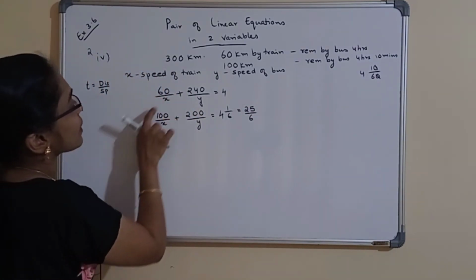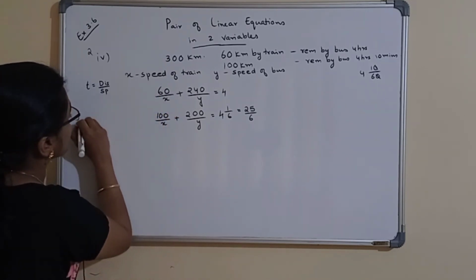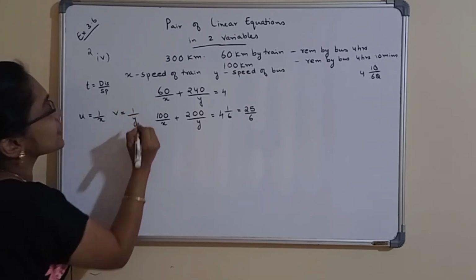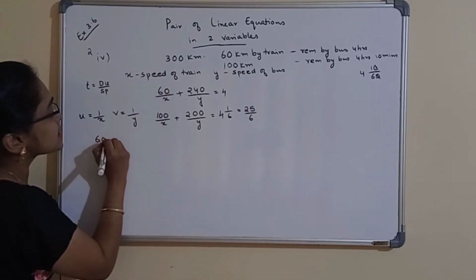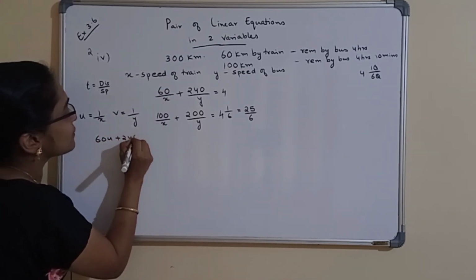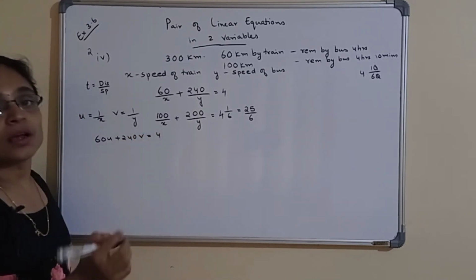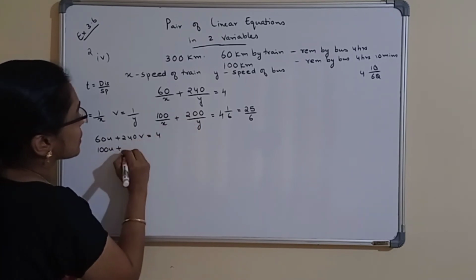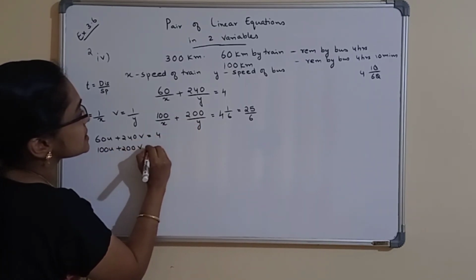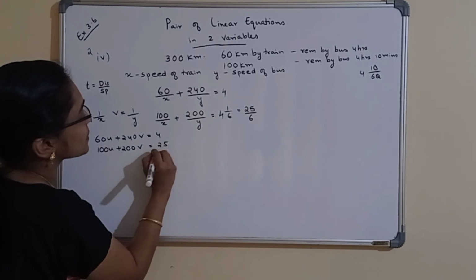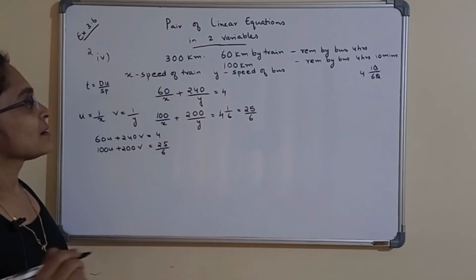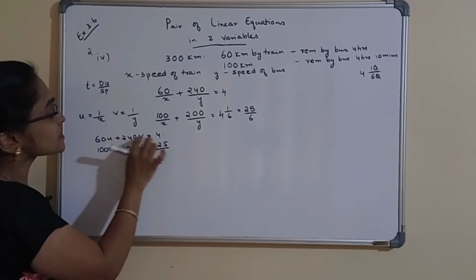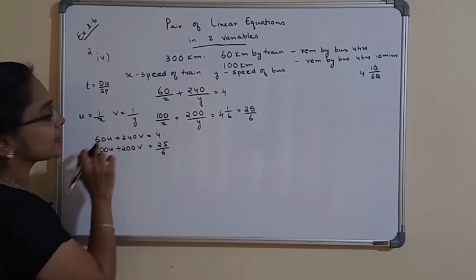Now we can take u as 1 by x and v as 1 by y. So we will get 60u plus 240v is equal to 4, and here we will get 100u plus 200v is equal to 25 by 6. In the first equation, in all these terms, 4 is a factor. So we can divide this by 4.